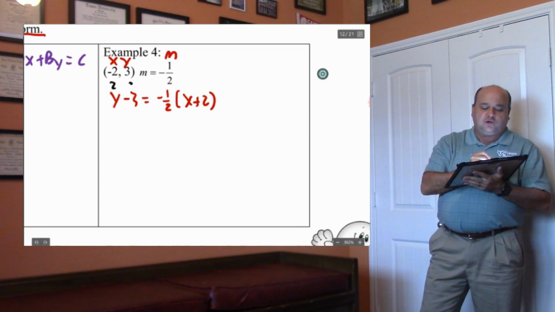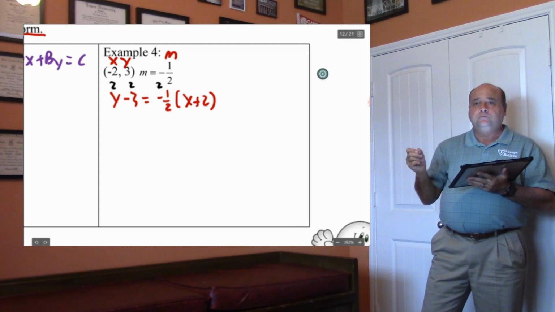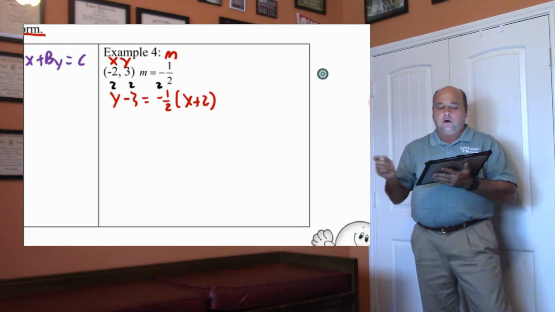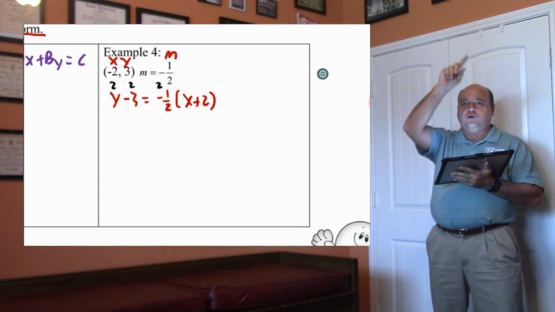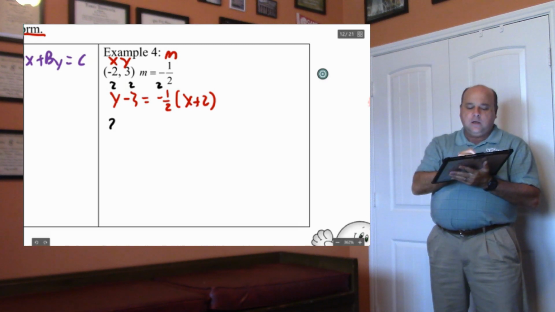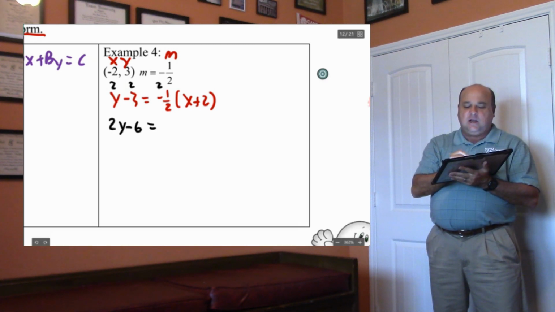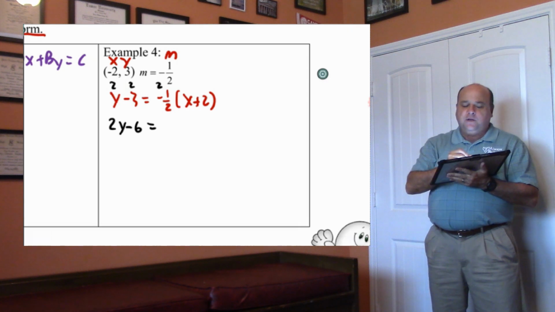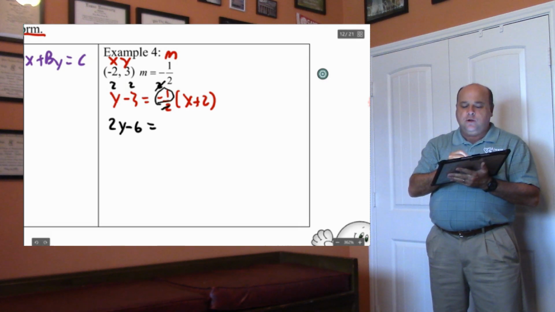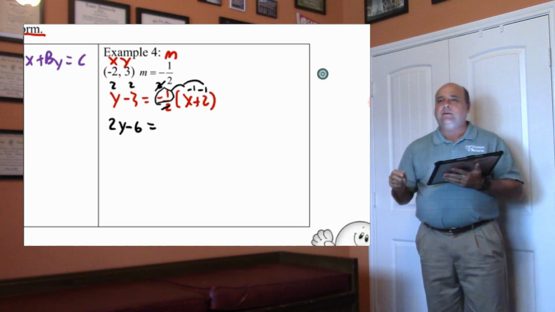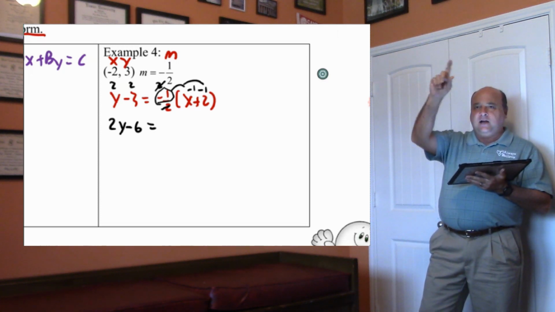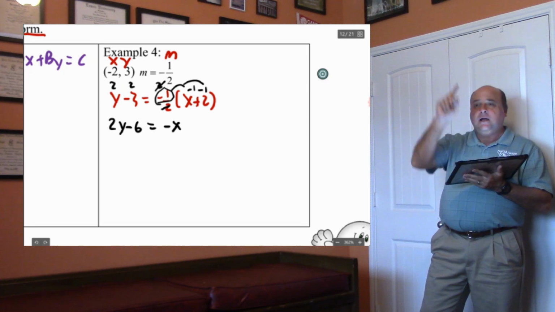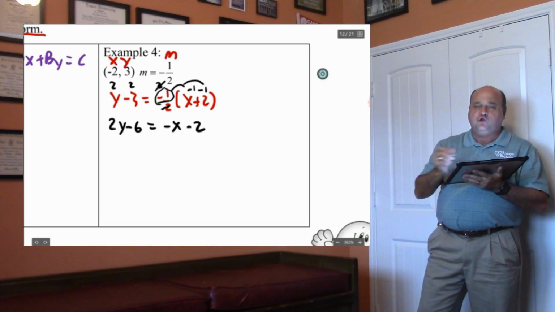So I'm going to Bluebell truck the 2 three times. Piece of cake, this isn't hard. So on the left side, I'm going to do 2 times y and 2 times negative 3. So that's 2y minus 6 equals, on the right, the 2's cancel out and the numerator is going to get Bluebell trucked. That's going to happen every time. It's not that hard. So negative 1 times x is negative x. Negative 1 times 2 is negative 2.